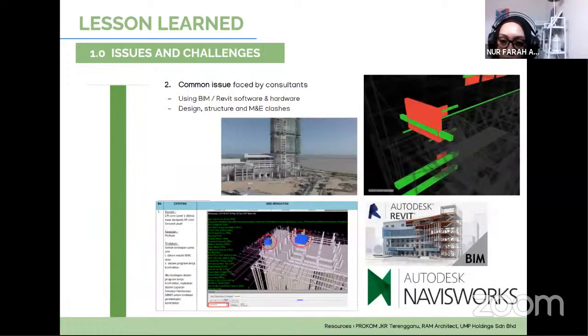Next, the common issue they face from the consultants are at the design, structure, and M&E stage, where there are some soft and hard clashes that can be identified from the BIM models. For example, the picture below shows that the lift core was built on the first floor earlier than the lift core on the ground floor. So this is a common issue from the design and structure that was detected from Navisworks.